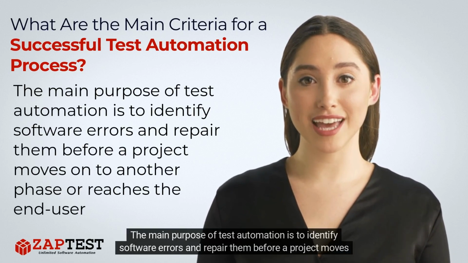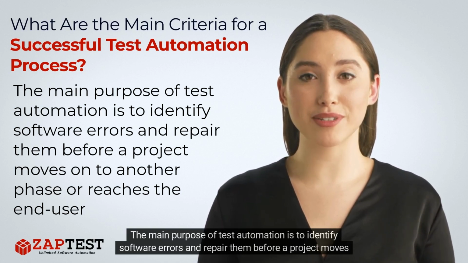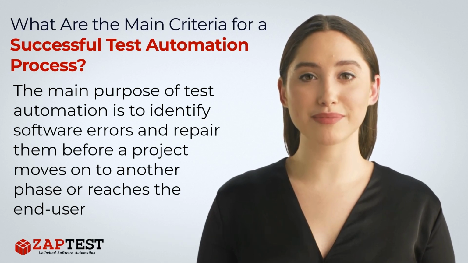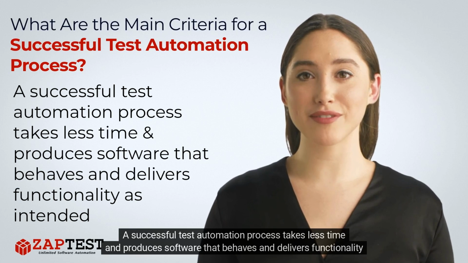The main purpose of test automation is to identify software errors and repair them before a project moves on to another phase or reaches the end user. A successful test automation process takes less time and produces software that behaves and delivers functionality as intended.